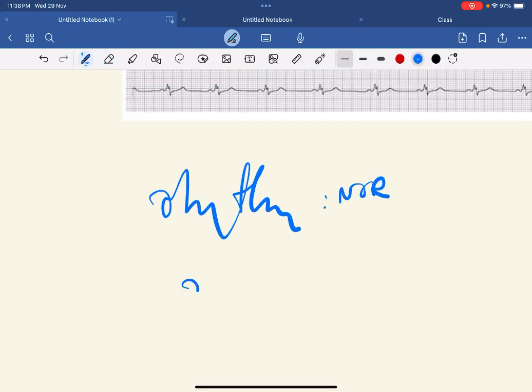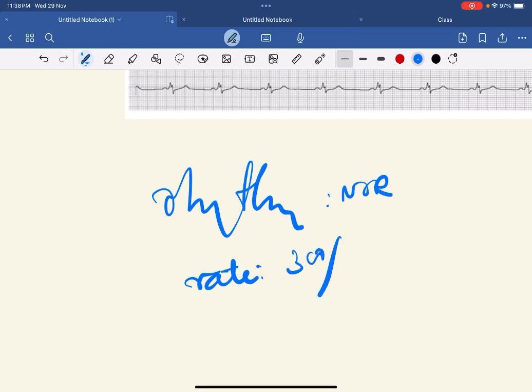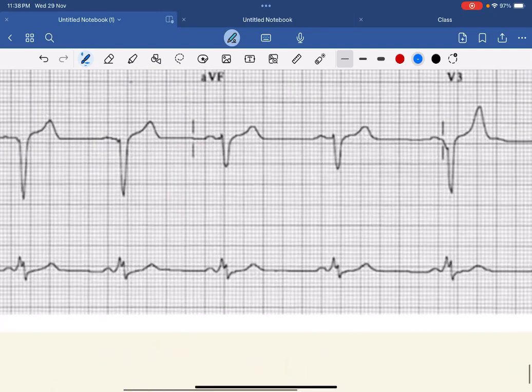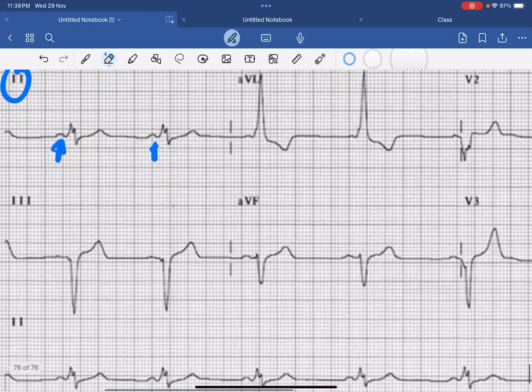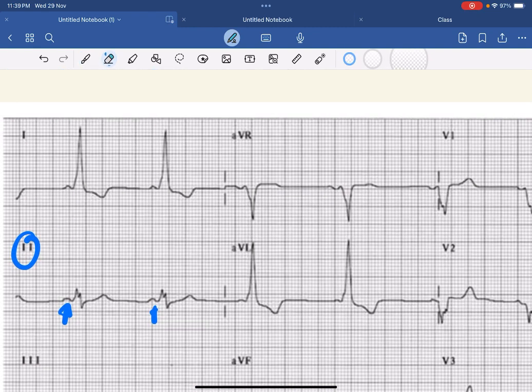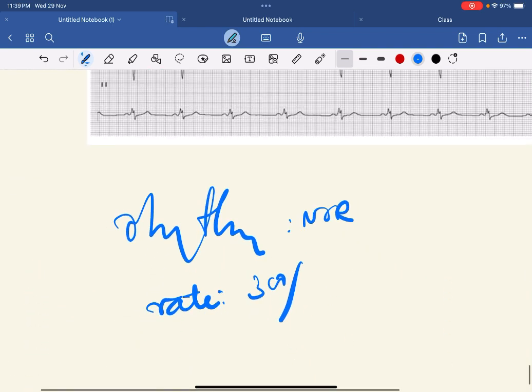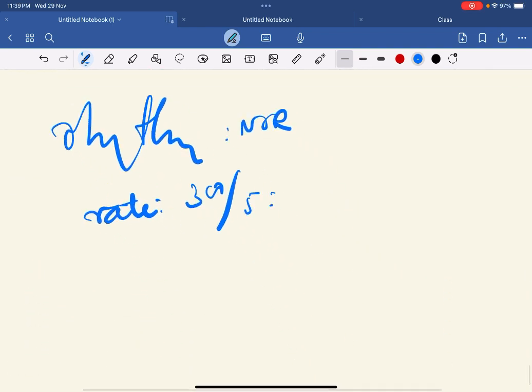After knowing the rhythm, we have to calculate the rate. That is by 300 divided by the number of big boxes between two R waves. So how to calculate that? So these are R waves, number of big boxes between R waves: 1, 2, 3, 4 and a half to 5 boxes. So let's take it as 5 boxes. 300 by 5 means 60. It's around 60 beats per minute. That is a borderline bradycardia.